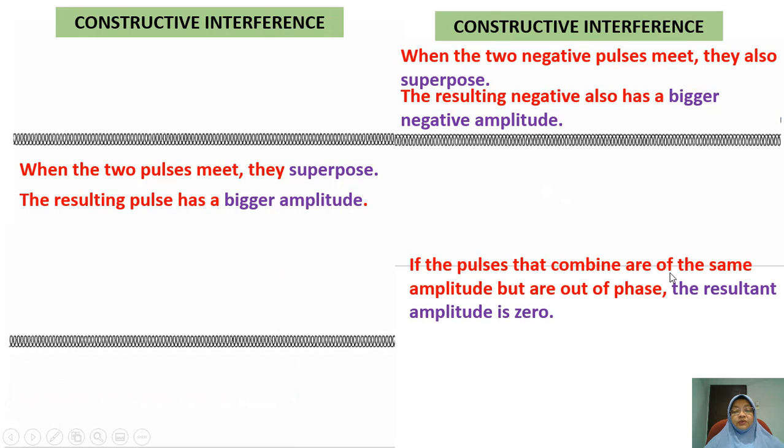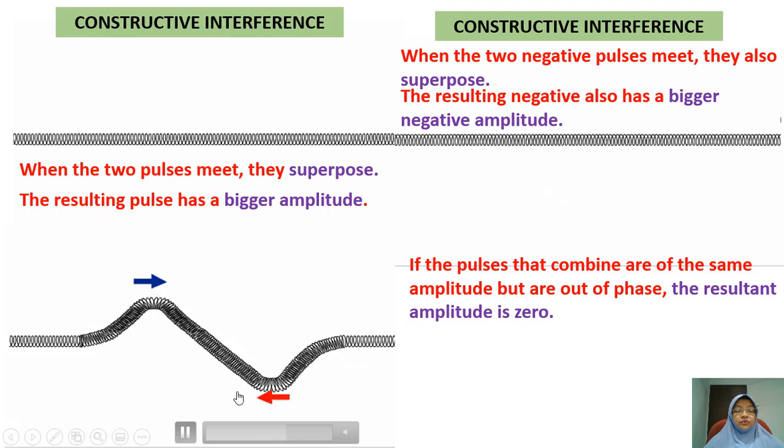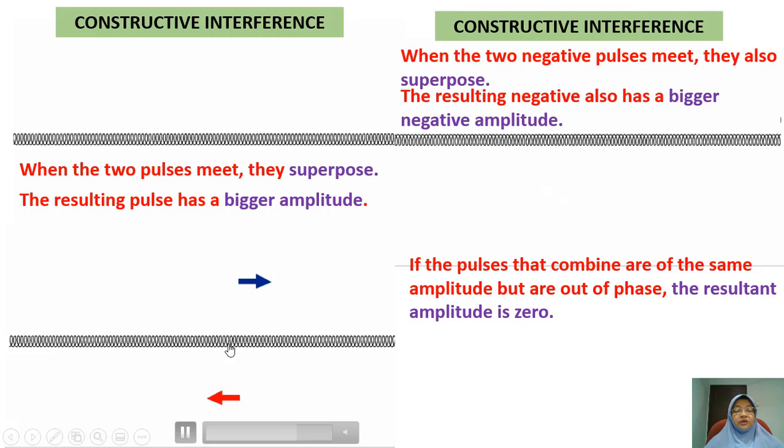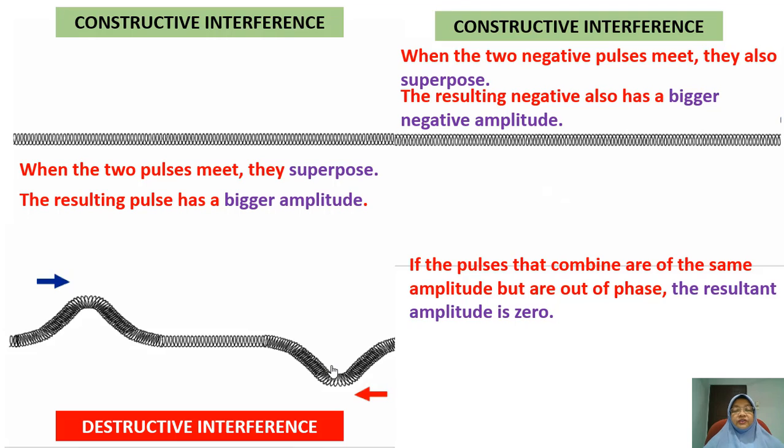Okay, the pulses combined have the same amplitude but are out of phase. The resultant amplitude is 0. So positive amplitude, negative amplitude, superpose and we get 0 amplitude. Okay, this is known as destructive interference.